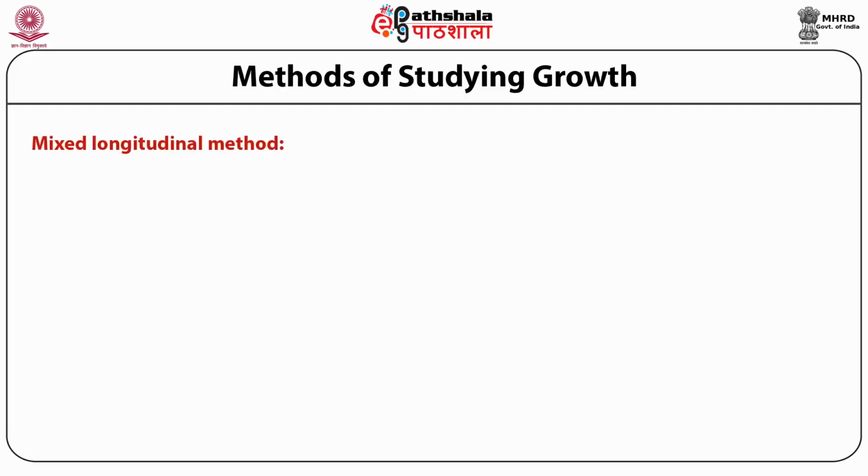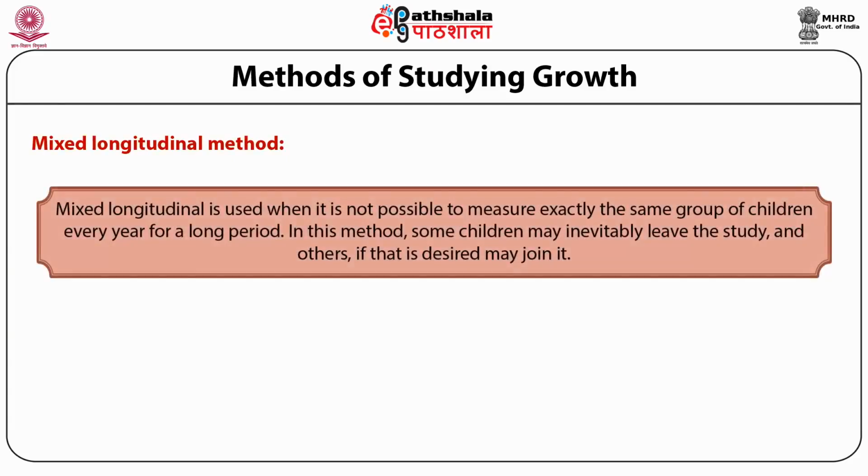Mixed longitudinal method. Mixed longitudinal is used when it is not possible to measure exactly the same group of children every year for a long period. In this method, some children may inevitably leave the study, and others, if that is desired, may join it.